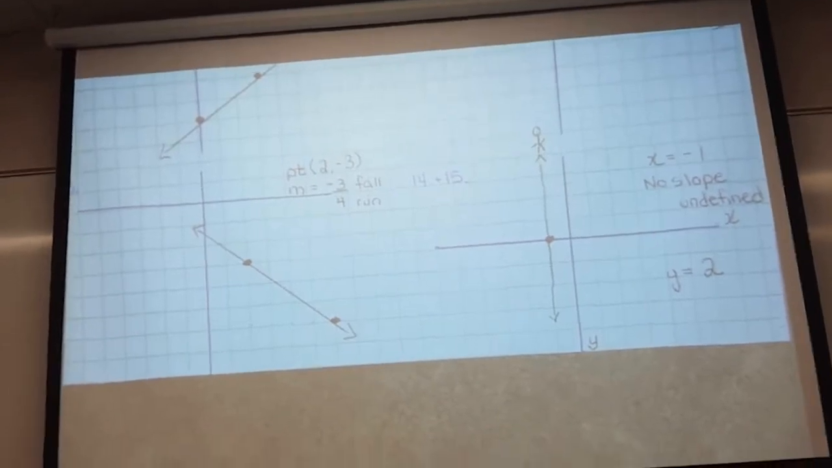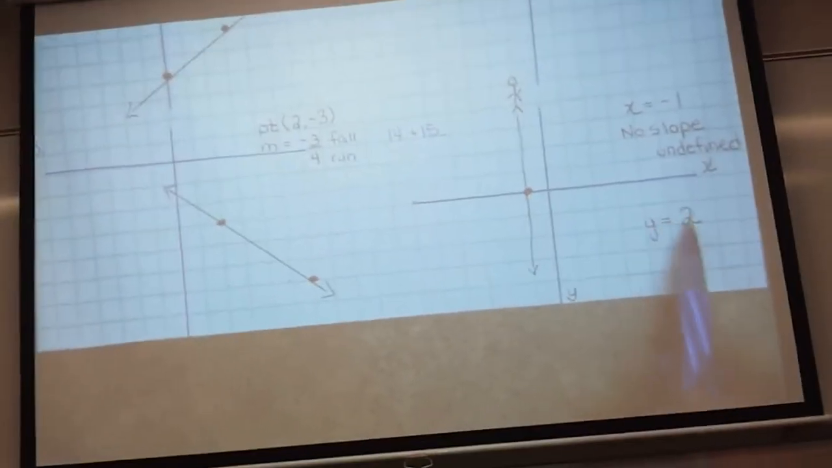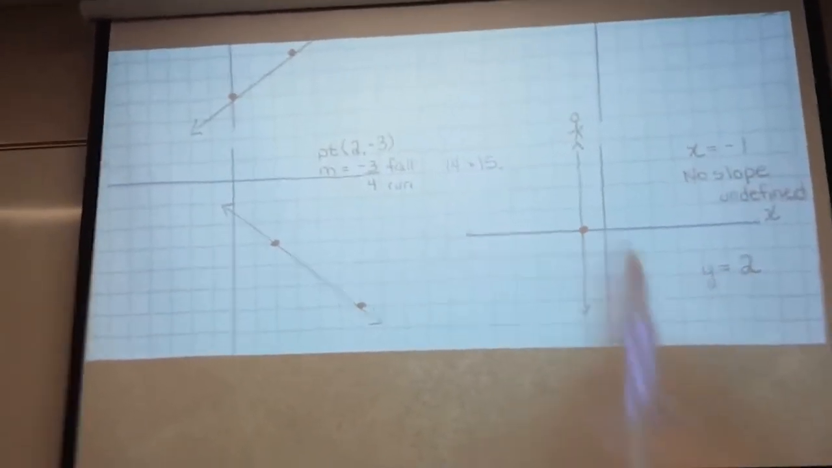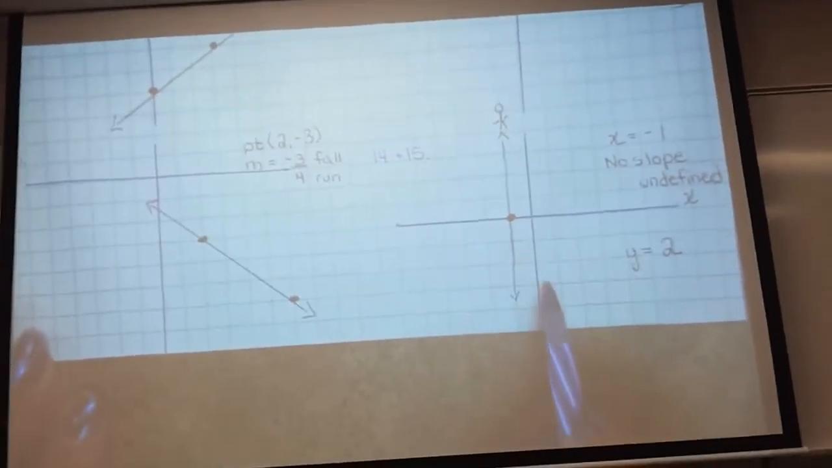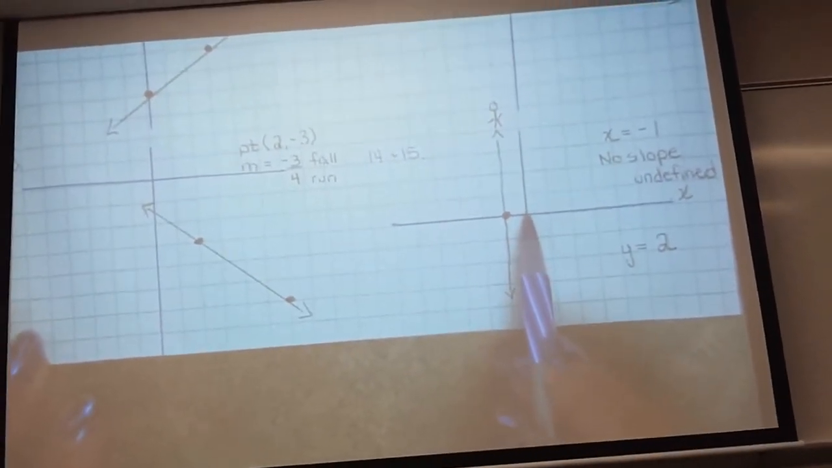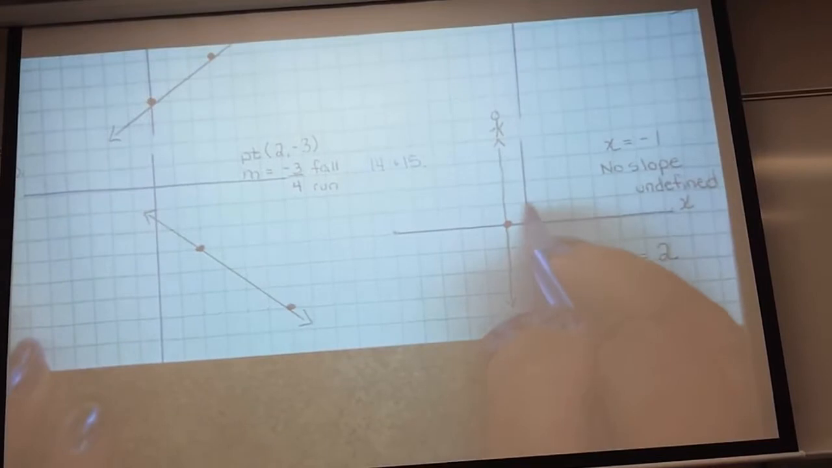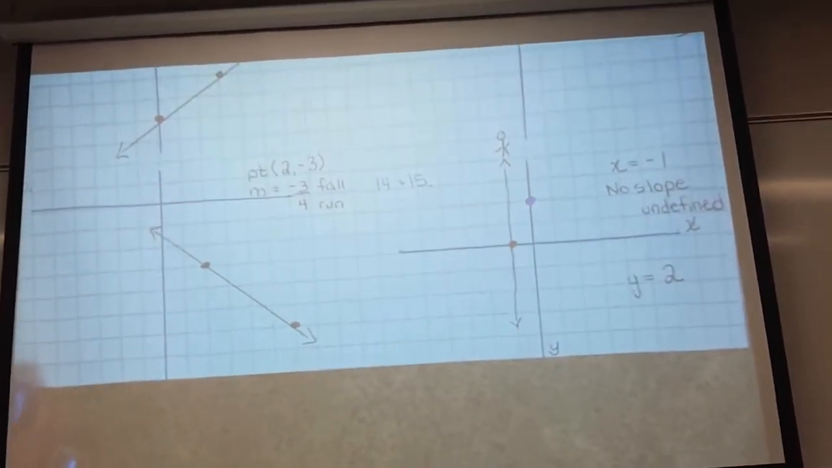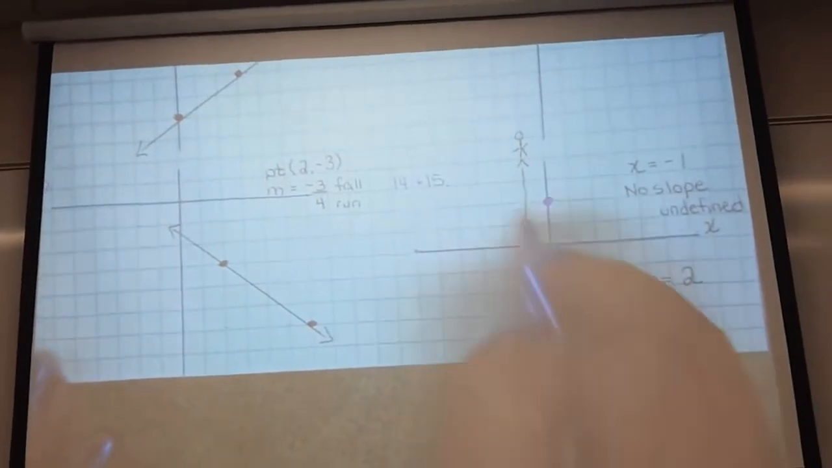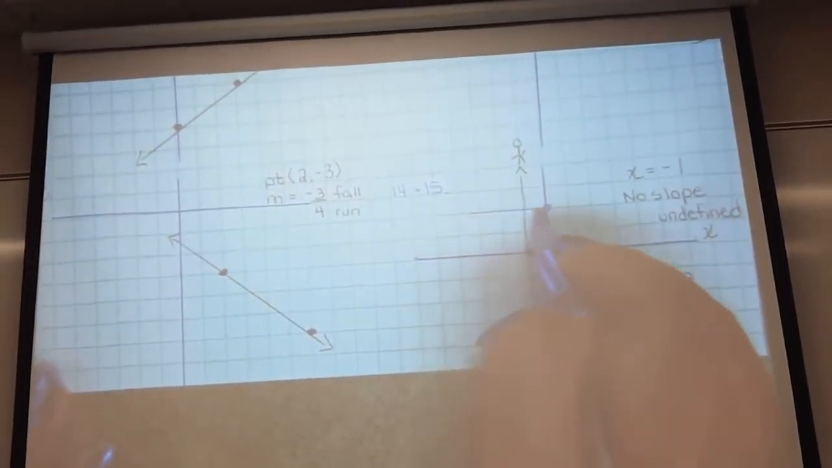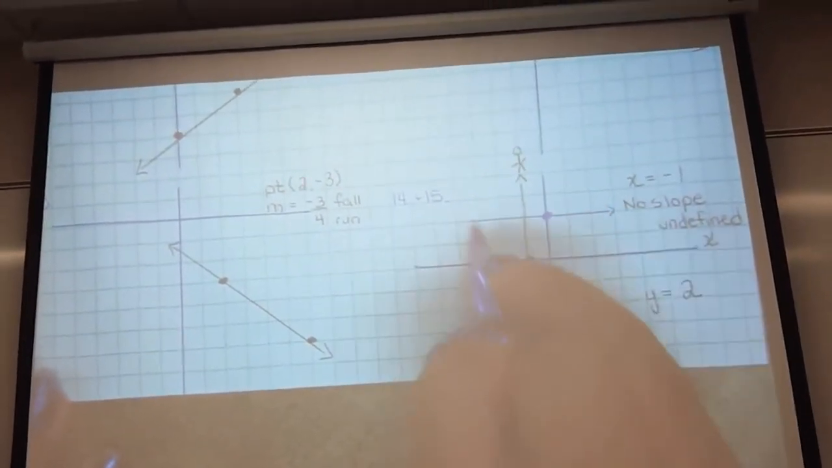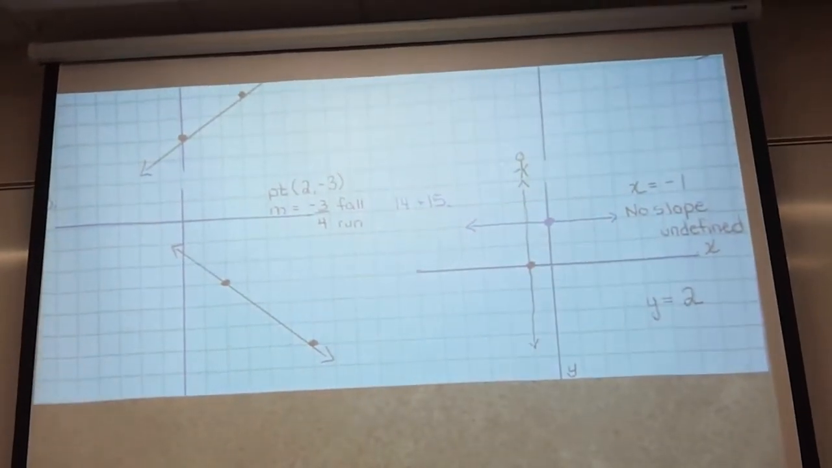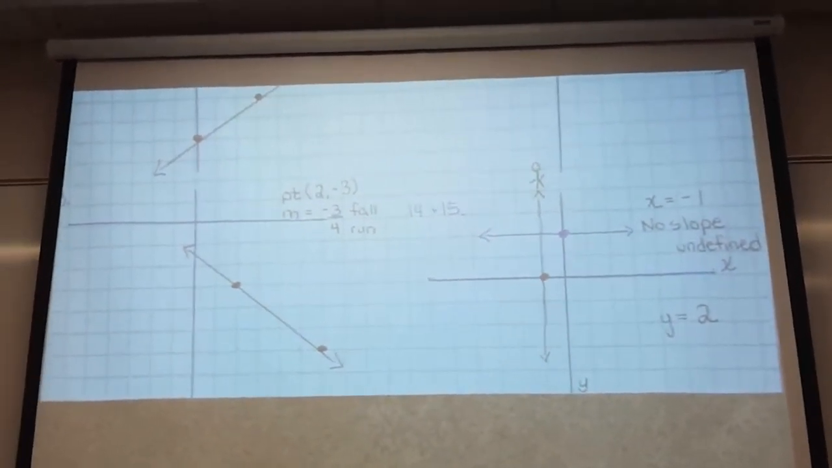But anyway, y equals 2. Now we need to graph that one. So I need to be on the y-axis. Which way would I go to get to 2? Up. Here's my point. Now, again, that's not a line. That's just a dot. So I need to actually go through the y-axis. So the blue line is the y equals 2.